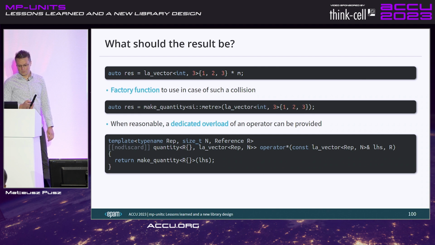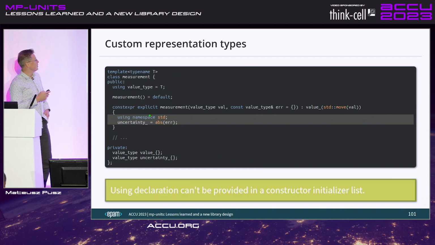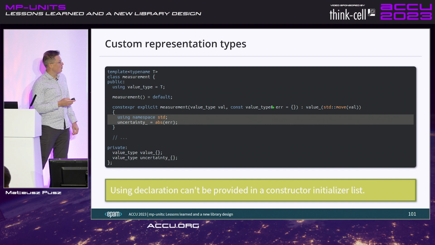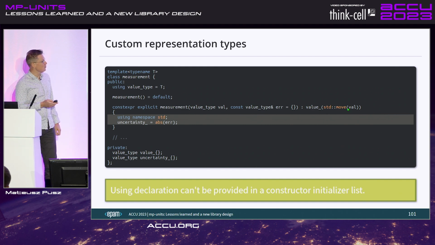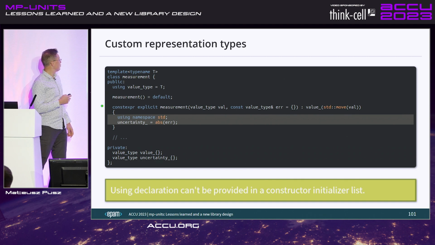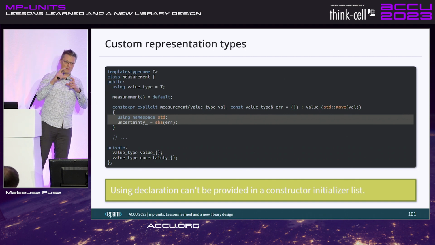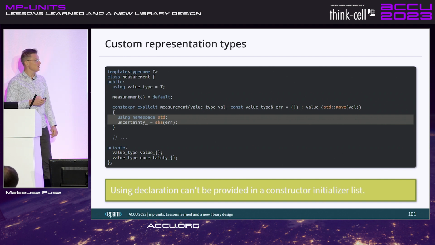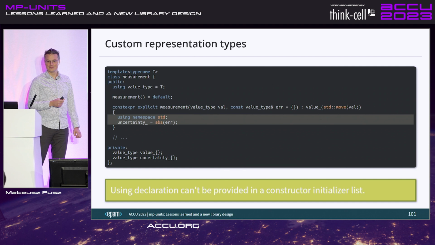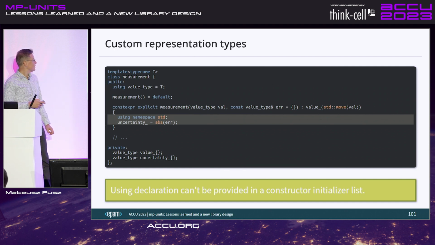All right? So this is about the custom representation types, but there is one more thing that I would like to point out. When I'm having this measurement type I showed you that has value and uncertainty, I'm taking the value type as an argument and an error. So I'm passing value easily right now with std move, but the error will be ABS of error. In my training I said that the constructor should have, if possible, only an empty body. You should always initialize everything in the constructor initializer list. But well, I cannot do using namespace std in the constructor initializer list. Right? It sucks.